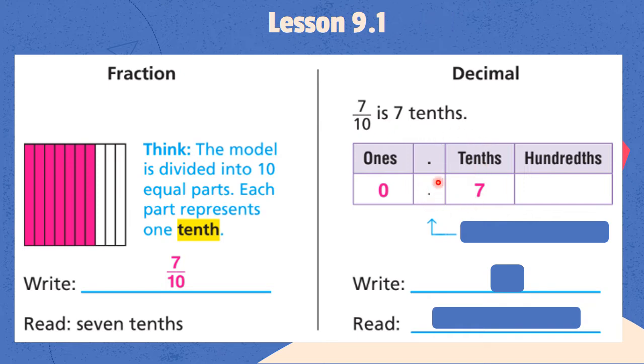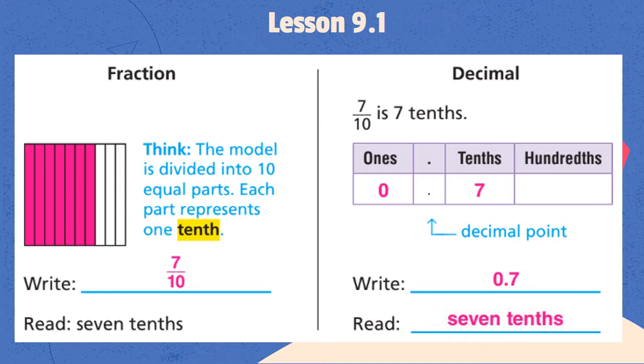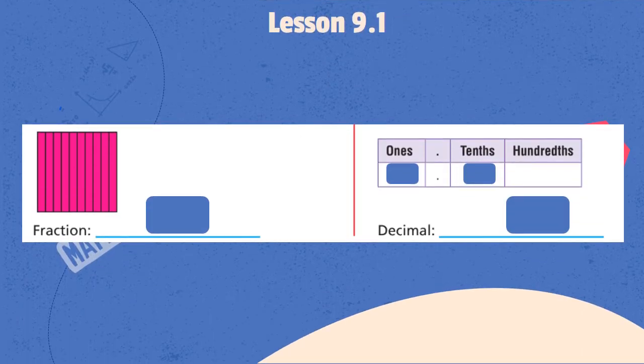And this right here is called the decimal point. Now, how do I write 0.7? Like this. And how do I read it? 7/10 as well. So let's solve this example here. All of the 10 parts are shaded. So this is 10/10, right? And 10/10 is 1 whole. So the decimal here is what?